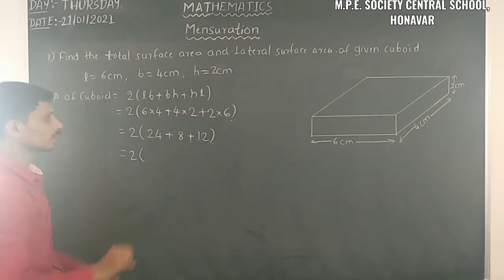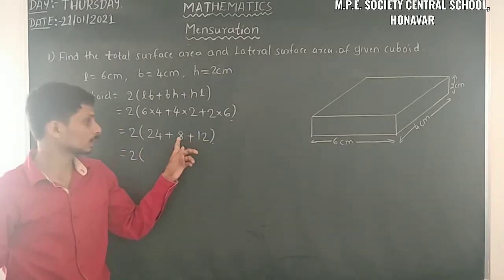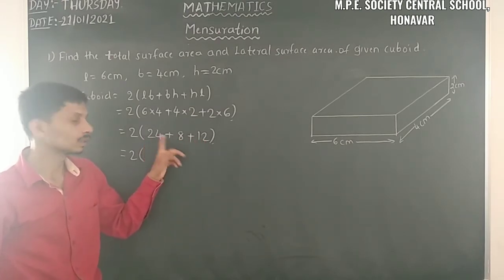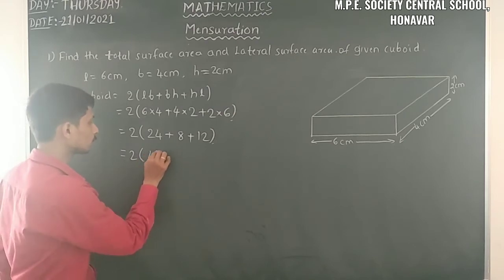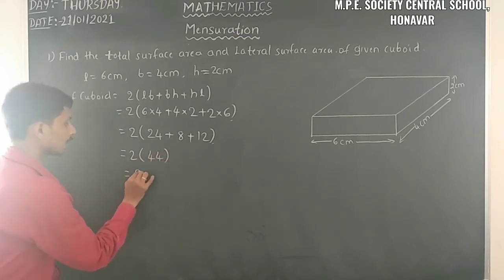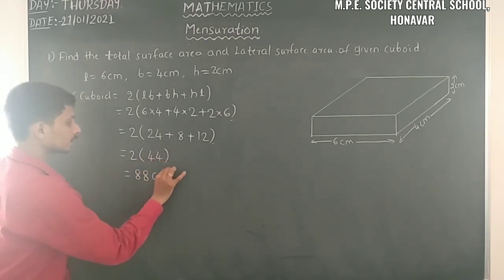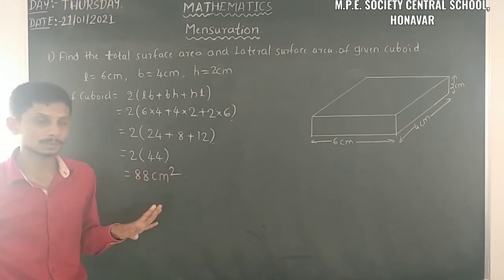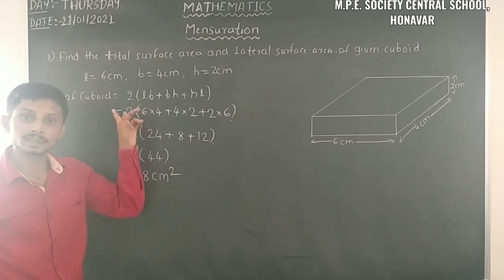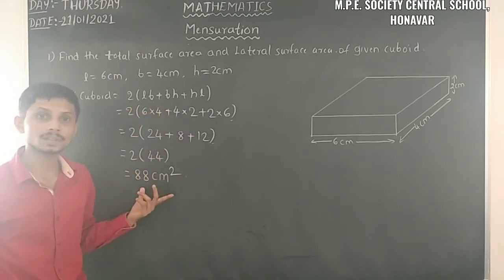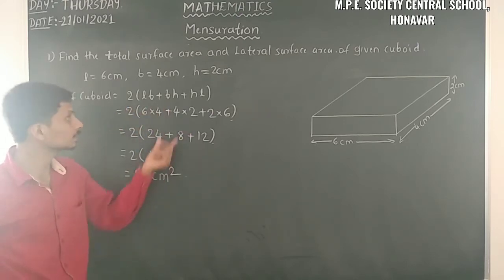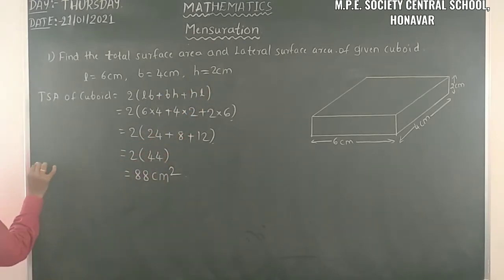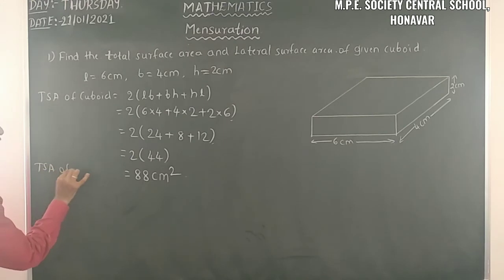2 into (24 plus 8 plus 12). 8 plus 12 is 20, 20 plus 24 is 44, so 2 into 44 is equal to 88 centimeter square. It is centimeter square, so be careful about that. Here it is surface area, and area is always in square units. That is, if it is centimeter, you have to write centimeter square. This is the total surface area, TSA, of the cuboid.